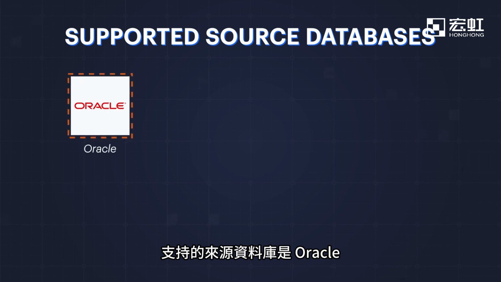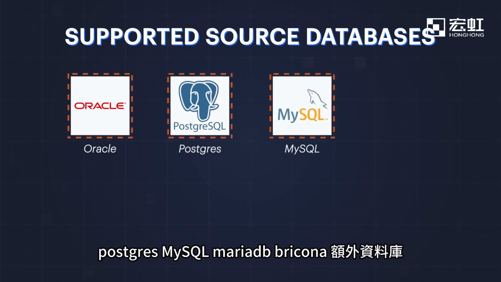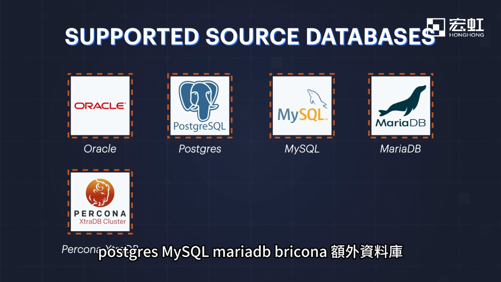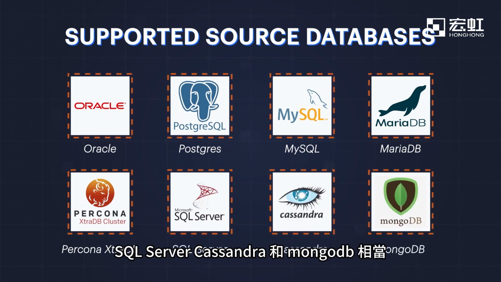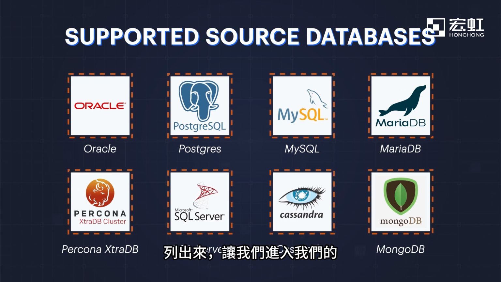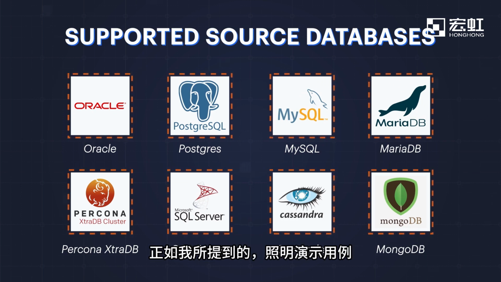You are probably wondering what source databases RDI is compatible with. In public preview, supported source databases are Oracle, Postgres, MySQL, MariaDB, Percona XtraDB, SQL Server, Cassandra, and MongoDB. Quite a list. So with that, let's jump into our lightning demo use case.